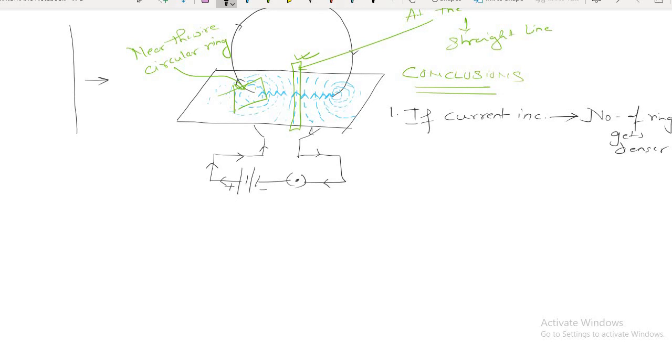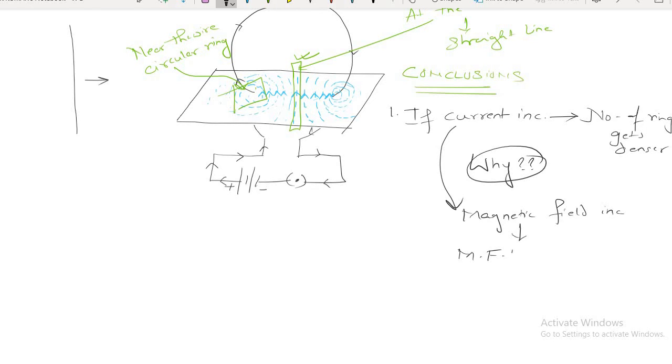Now the question is, sir, why will it get much more crowded? The question is why? See, if you increase the current, then what will happen? Magnetic field increases. If you increase the current, magnetic field will increase. As the magnetic field increases, what will happen? Magnetic field lines will increase.